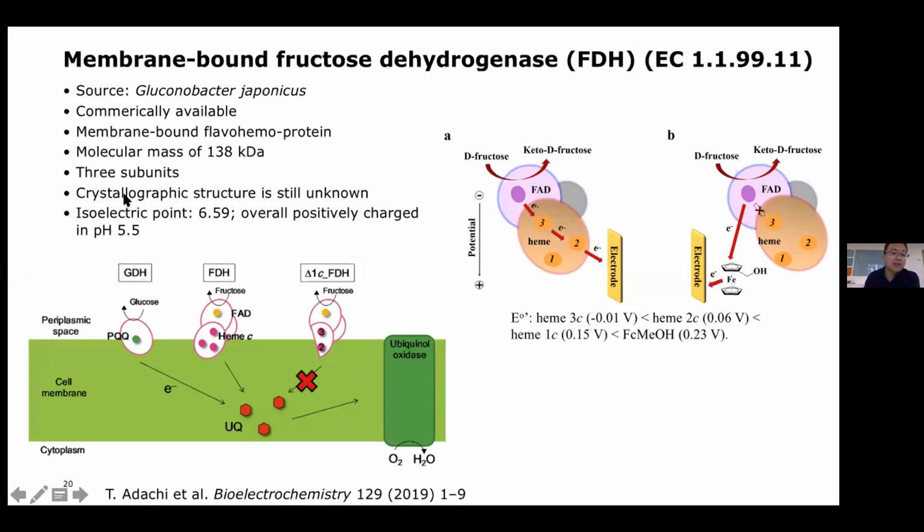But its crystalline structure is still unknown, which means in the PDB bank we cannot really find it. The isoelectric point is around 6.6. So at a testing pH of 5.5, overall it gives you a positive charge. So as I said, when we want to immobilize the enzyme, we have to consider what the enzyme surface would be, and how to orientate the enzyme is very important.